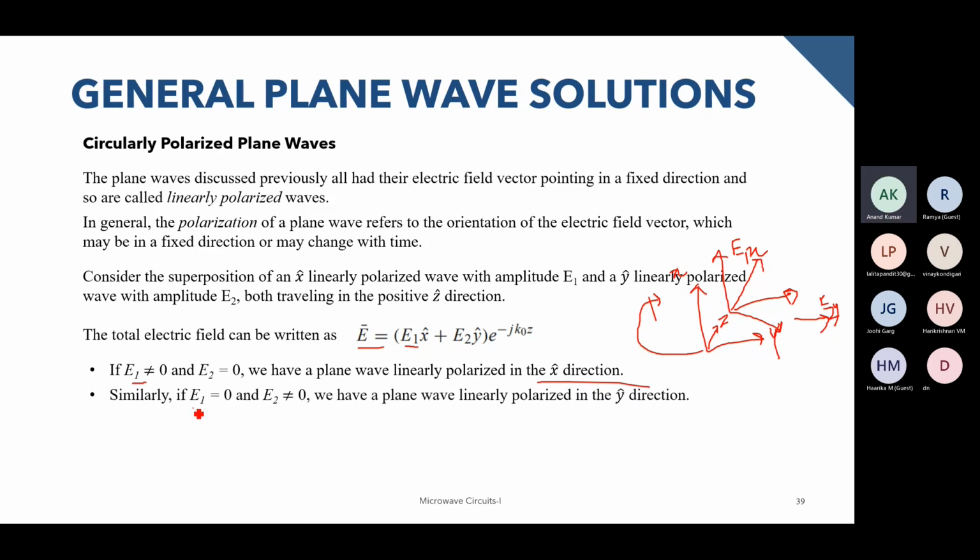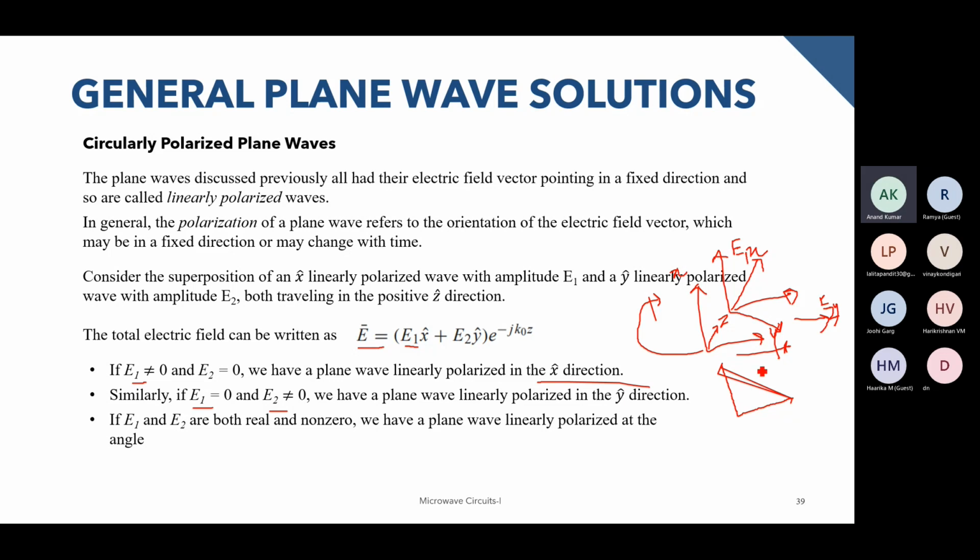Similarly, if E1 is zero, that is, the electric field in the x direction is zero, and the electric field in the y direction E2 is non-zero, we have an electric field polarized in the y direction. But what happens if both of them are non-zero? We will end up with a linearly polarized wave. This will point in this direction, and this will be the direction of the polarization, which is neither in x nor in y, but somewhere in between x and y.